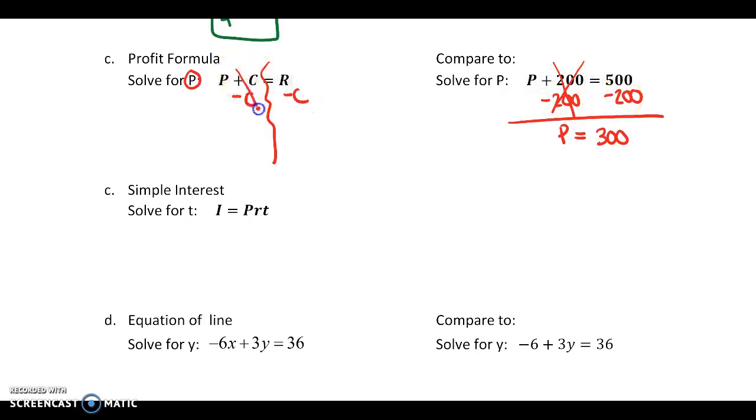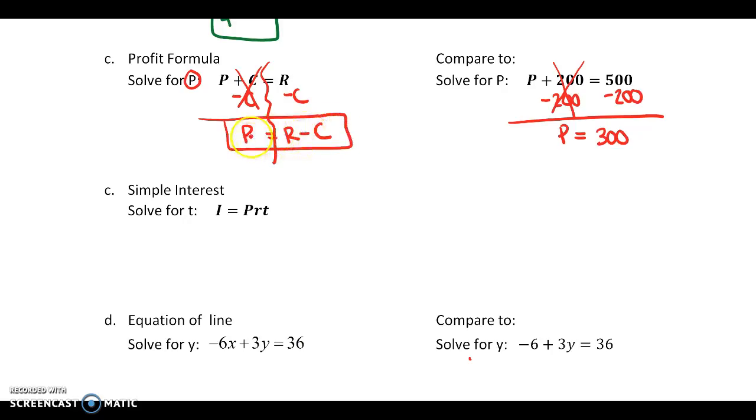Now, C minus C gives me 0, which is why those cancel. Okay, the only difference is I have an R and a C here, which I cannot combine. So I'd have to just leave them as R minus C or as an equation. So then I have P alone, so P equals R minus C.